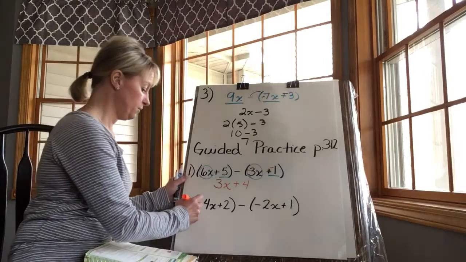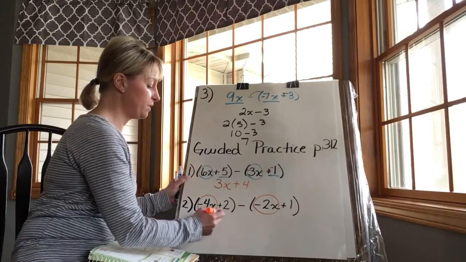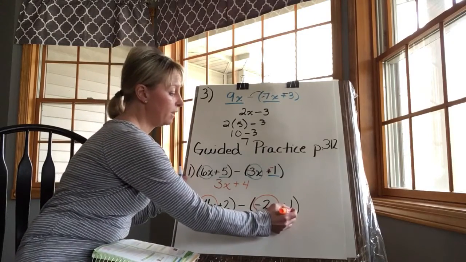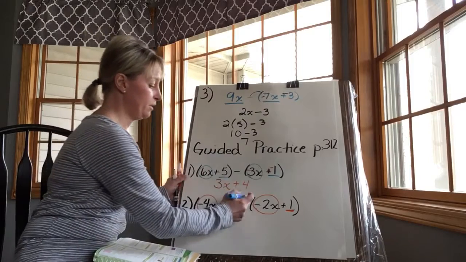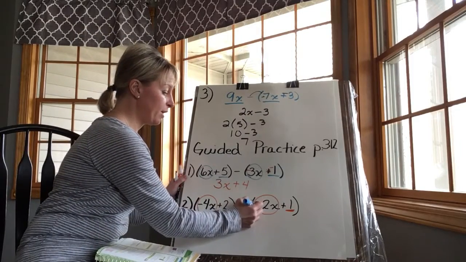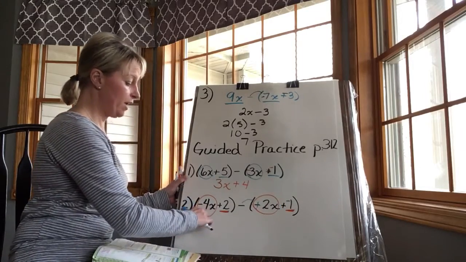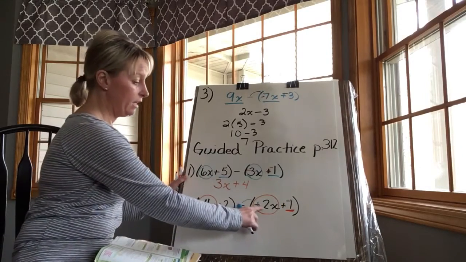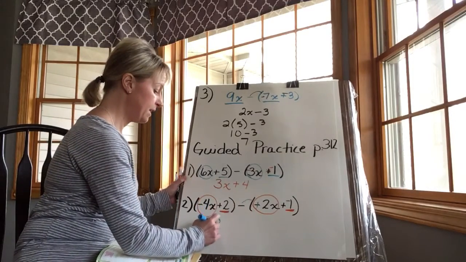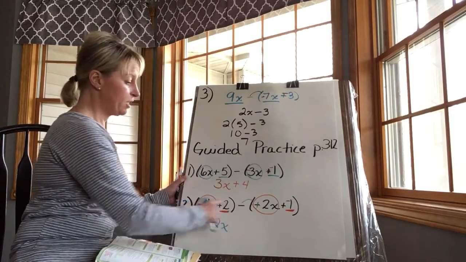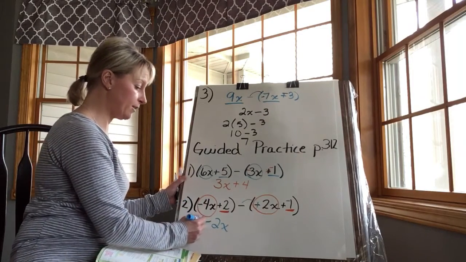Part 2 in the guided practice. I'm circling my like terms, underlining the other like terms because they don't have a variable. I'm going to distribute my negative sign. So this now becomes positive and this now becomes a negative. So I have a negative 4 and a positive 2. 4 minus 2 is 2. Keep the variable. Which sign do I use? I use the sign of the bigger number, so it's going to be a negative.